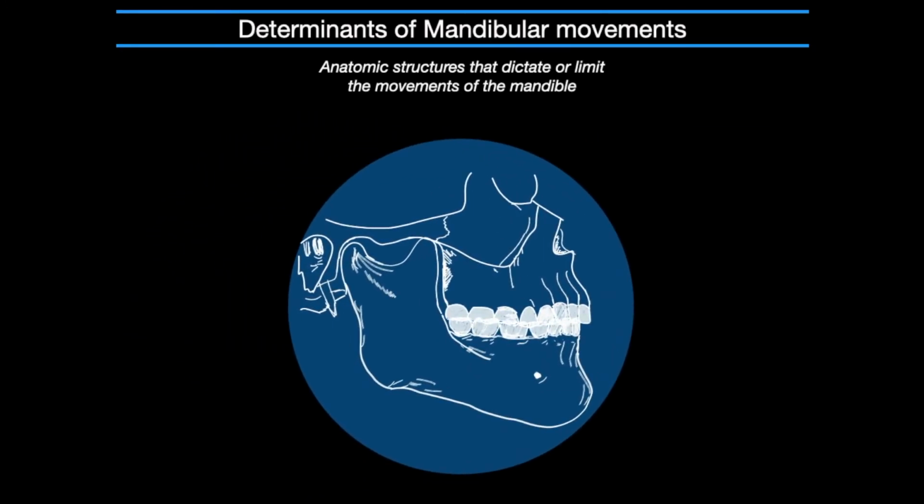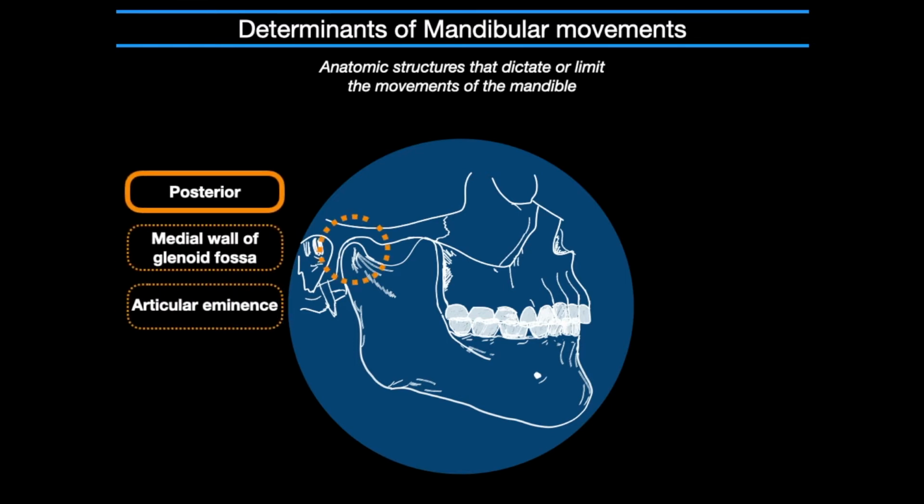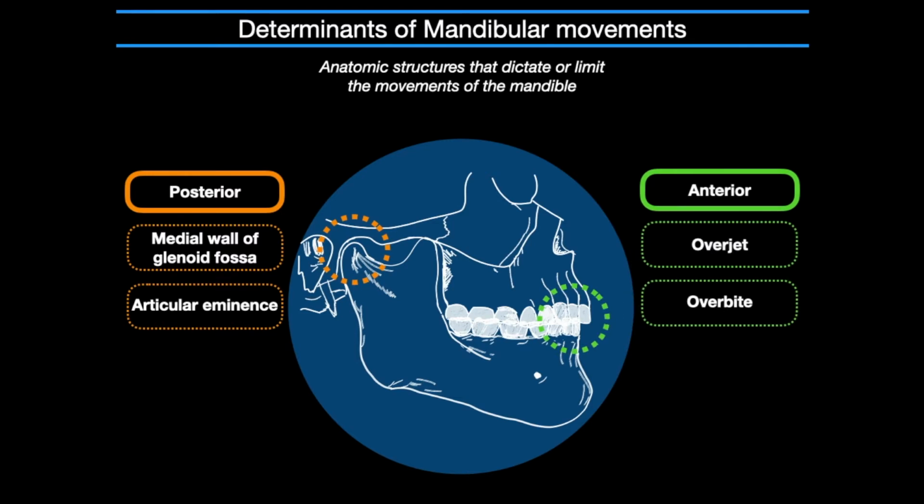Let's now discuss the determinants of mandibular movements, which are the anatomic structures that dictate or limit the movements of the mandible. In other words, if the mandible moves the way it does, it's because of the determinants of mandibular movements. They are divided into posterior determinants, which are the medial wall of the glenoid fossa and the articular eminence, and the anterior ones, which are our teeth, in particular the overjet and the overbite of the anterior teeth.